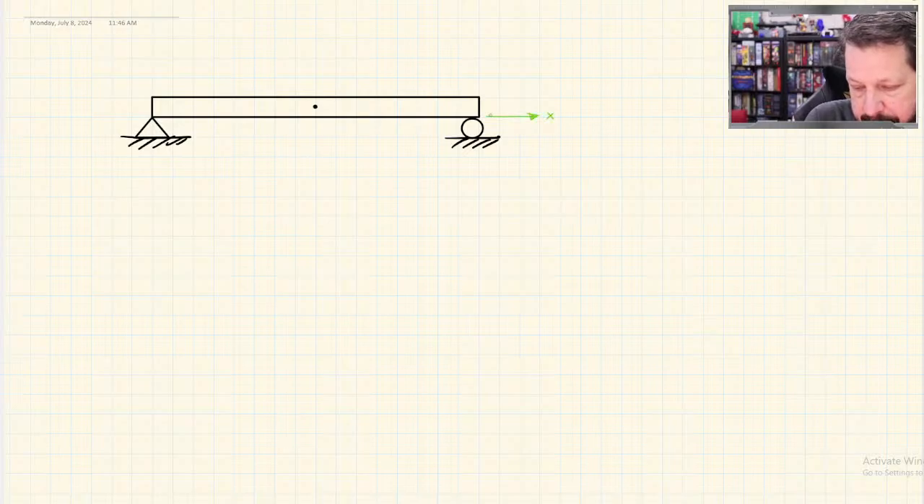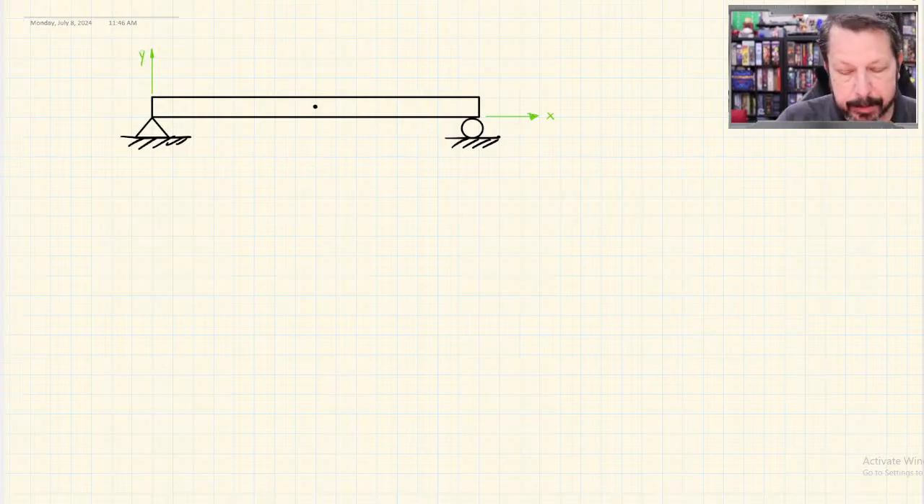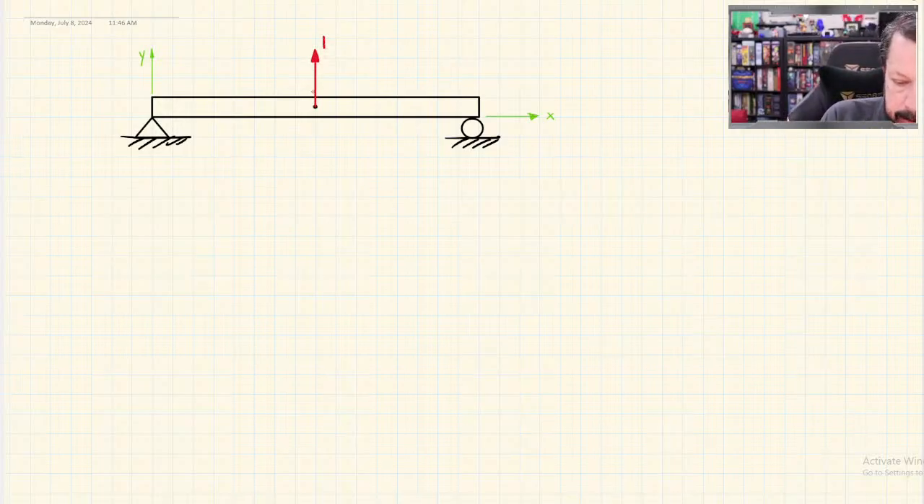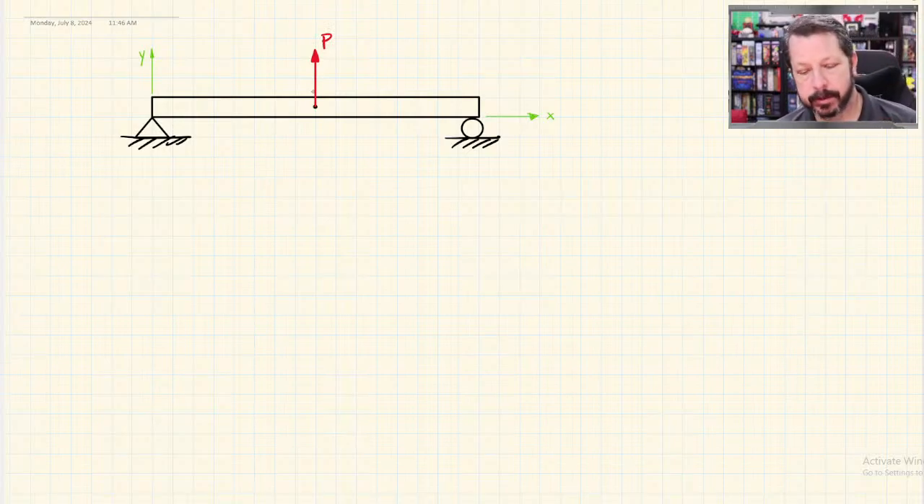Here will be positive X. This will be positive Y. I'm going to draw the forces in my positive Y direction, and I'm going to put them all at the center point. That's not just so things can be nice and centered; it doesn't actually matter. So here is our point load. I'll call that one P for point load.